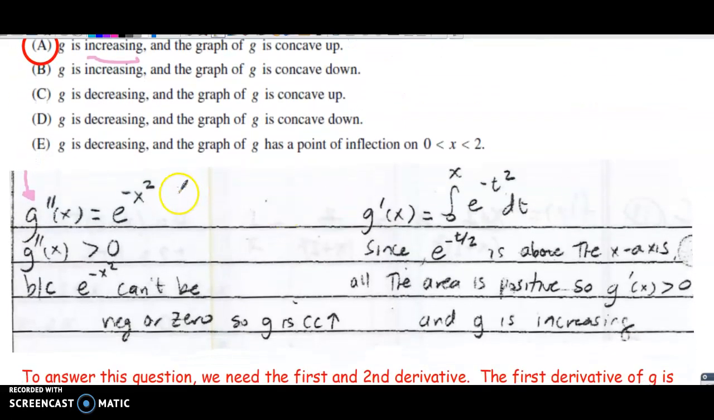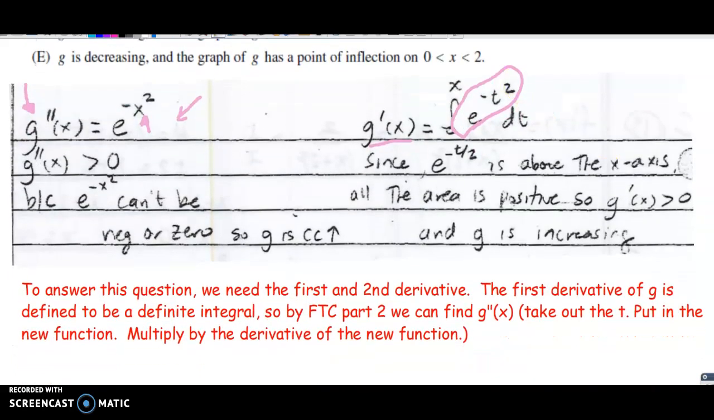So if you look down here at my second derivative, e raised to the negative x squared, any number that you substitute in place of x will generate a positive value. Because e to a negative x squared can't be negative. That negative power just takes you to a fraction, but doesn't make it negative. And then for g prime, again, since e to the negative t squared is a positive function, the area would always be above the x-axis, so g original would be positive.